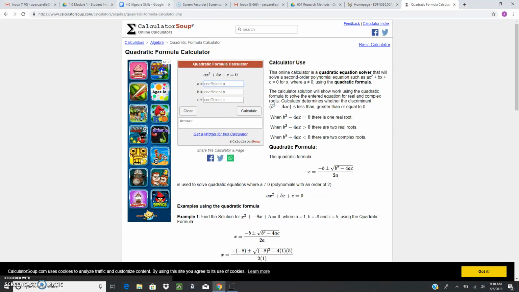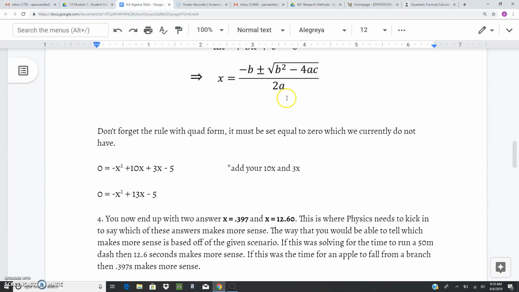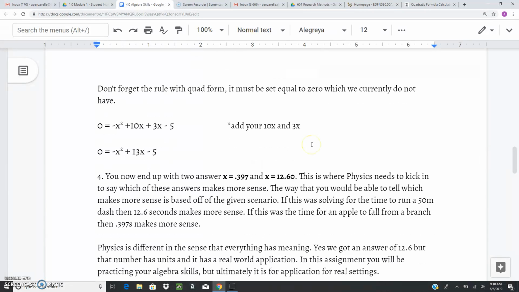So I just use this. Again, could you plug it into this equation? Absolutely. But at this stage, we've done enough steps that if we have a tool to make our lives easier, I'm going to go ahead and do that. And then when you plug it in, you're going to get two answers. I got 0.397 and 12.6. And this is kind of where math stops. It doesn't really help us beyond this.